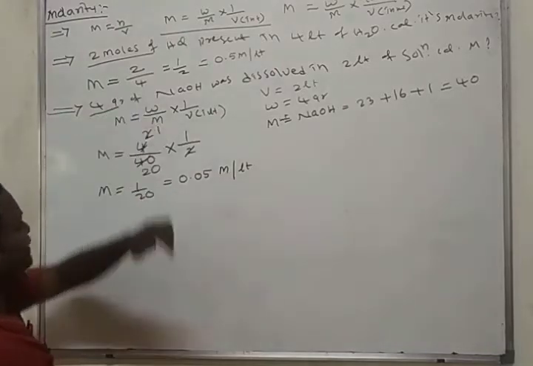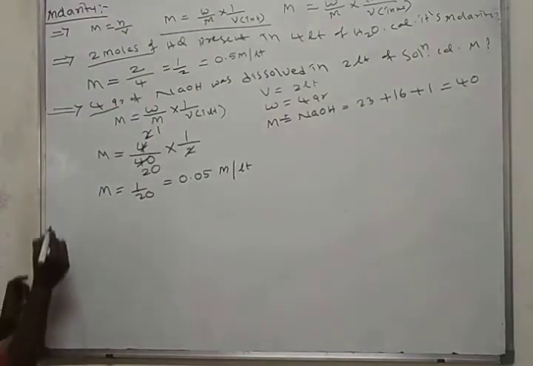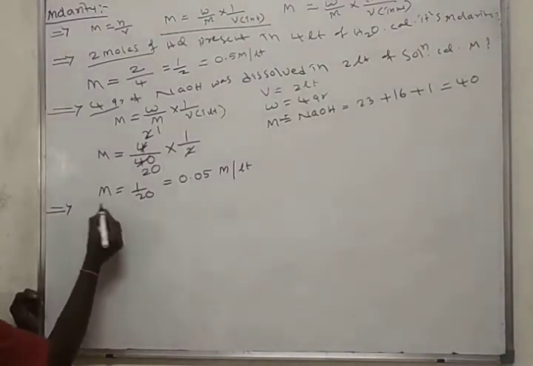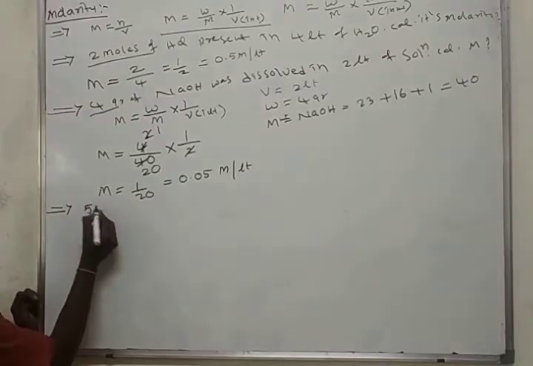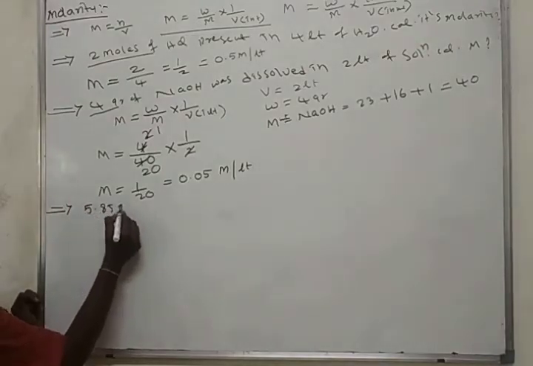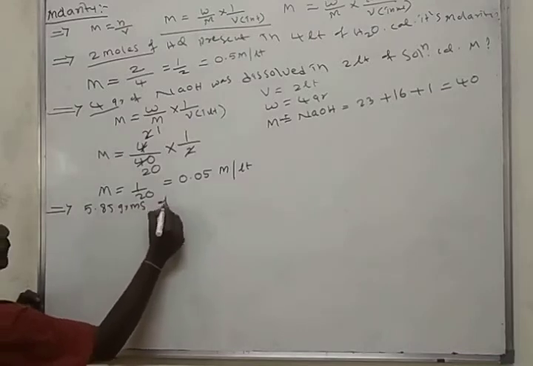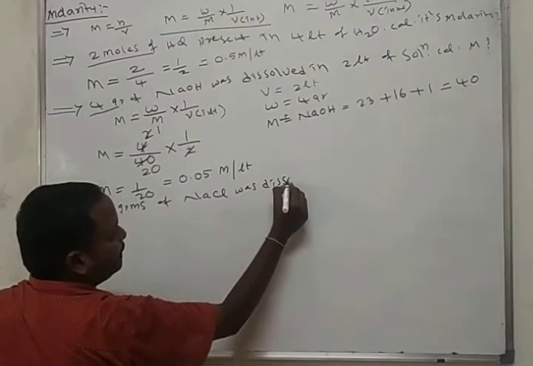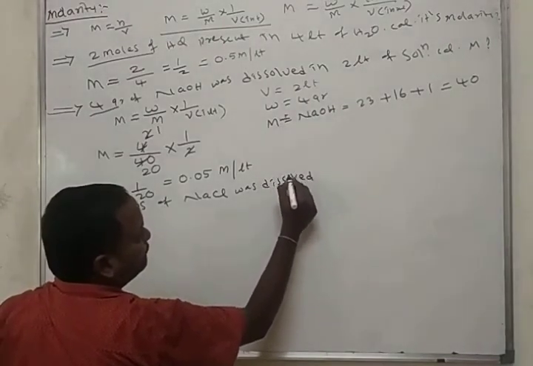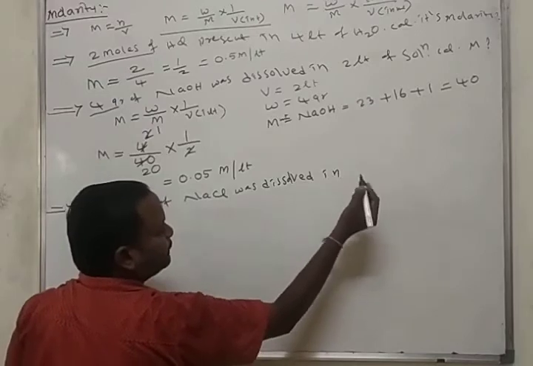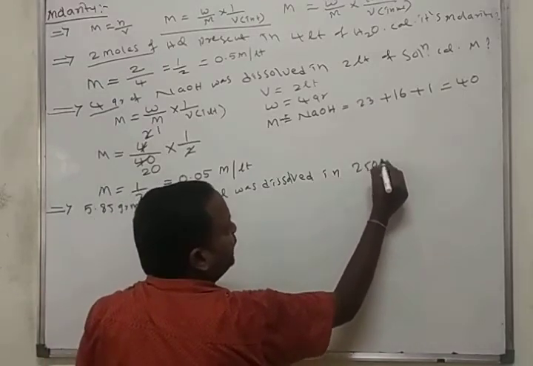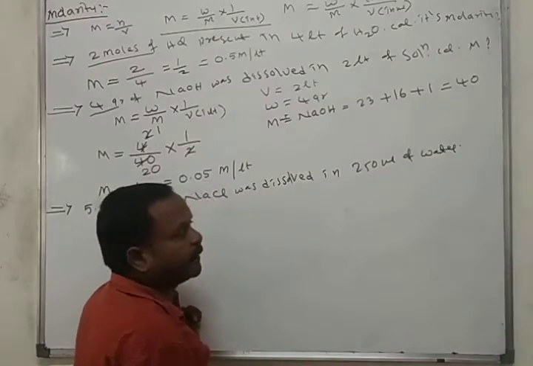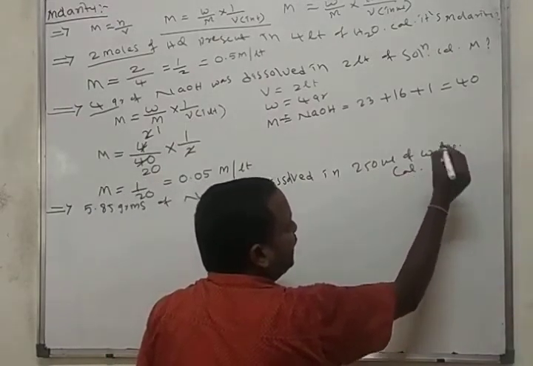Okay, this is the calculation. Here is one more problem, where data is given in milliliters. Here I am taking: 5.85 grams of sodium chloride was dissolved in 250 ml of water. Calculate the molarity.